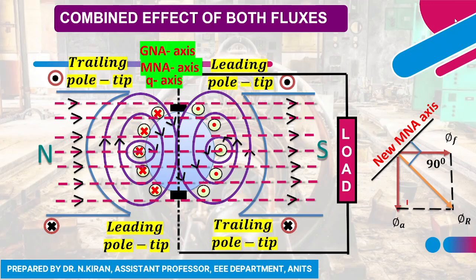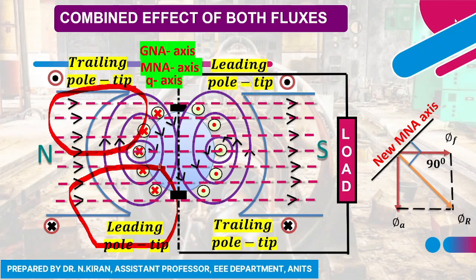Okay, so both happen simultaneously in my DC machine. If you observe carefully, in this area you can see the direction of the main flux as well as the armature flux are the same. When I consider this area, the direction of the armature flux and the main flux are opposing each other.